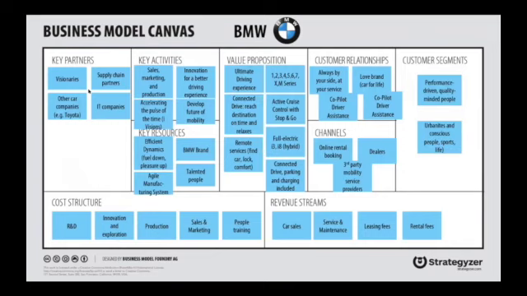Well, I have two more. I try to choose businesses that I think most people are aware of. I think most people are aware of BMW, right? A car manufacturer based in Munich, Bavaria, Germany. Let's take a look at their customer segments.